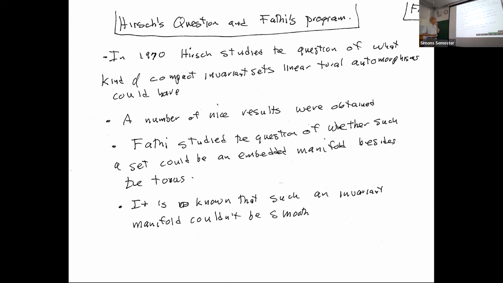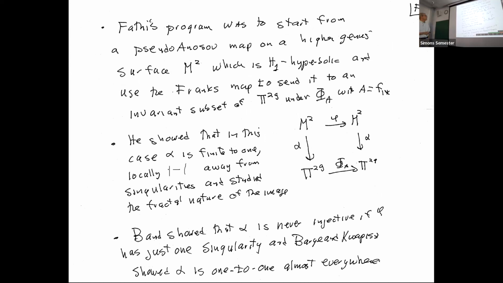But the question that Fathi studied was whether you can have an embedded manifold as an invariant subset of a toral automorphism. And it was known that it can't be very smooth. It certainly can't be differentiable, and there are limits to even Hölder exponents. All right, so what was Fathi's idea?